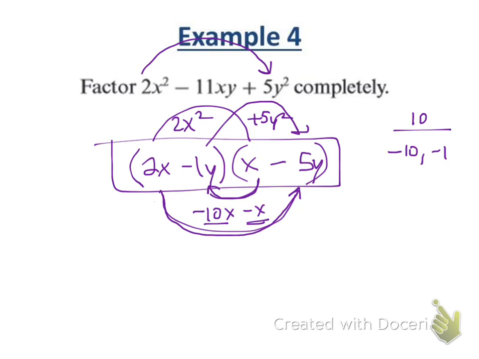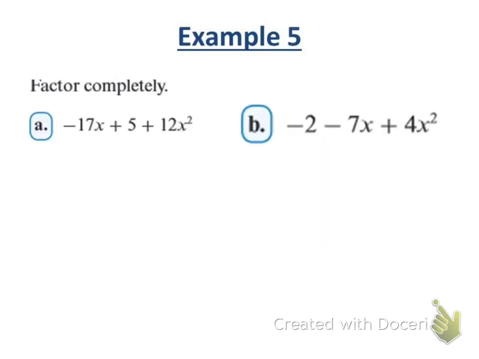Just a couple more. Actually, 3 more. Now, these are a little different, but pretty easy though. What do you have to do? We're going to put them in standard form, right? We want to put them in descending powers of x. So the first example, A here, will be 12x squared minus 17x plus 5. Start with our binomial times binomial because that's what we're looking for.